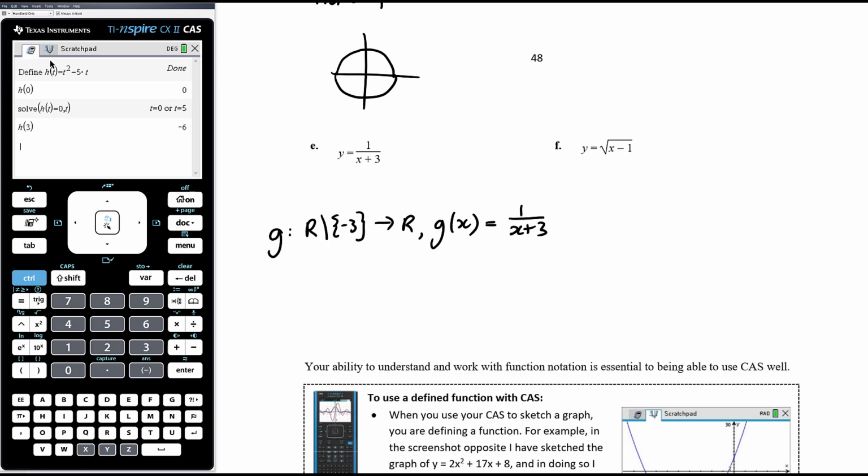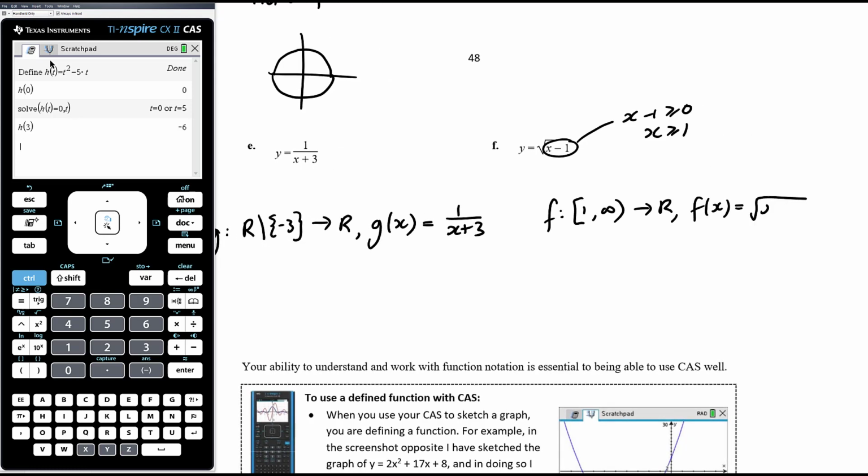And f, it's a square root function. Okay, so we know that x minus 1 has to be bigger than or equal to 0, so x has to be bigger than or equal to 1, so that's going to give me my domain. So f, the domain is from 1 to infinity, codomain, and then the rule for f of x is square root of x minus 1.